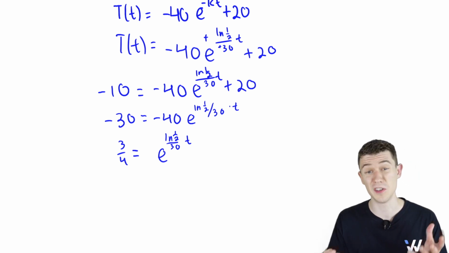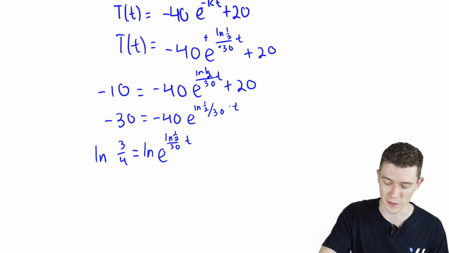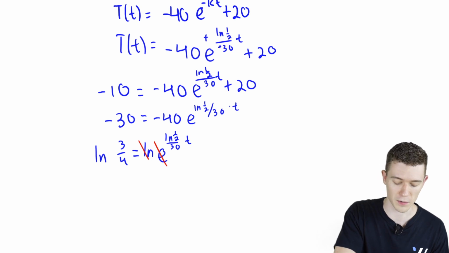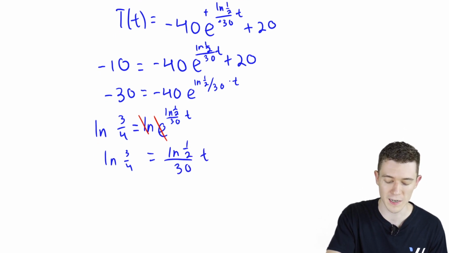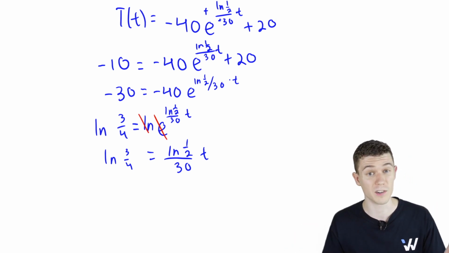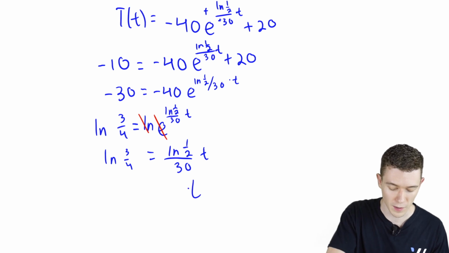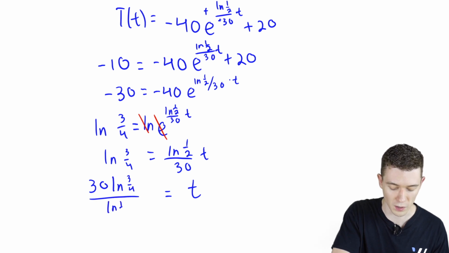And once again, to undo the e, we'll take the natural logarithm. Natural log of the left equals natural log of the right. We do it so the e and the ln cancel out. How nice. Natural log of 3/4 equals natural log of 1/2 over 30 times t. Almost there. If we want t all by itself, we can just divide by whatever's next to it. Divide by natural log of 1/2, multiply by 30. I think we're getting this t value: 30 natural log of 3/4 over natural log of 1/2.